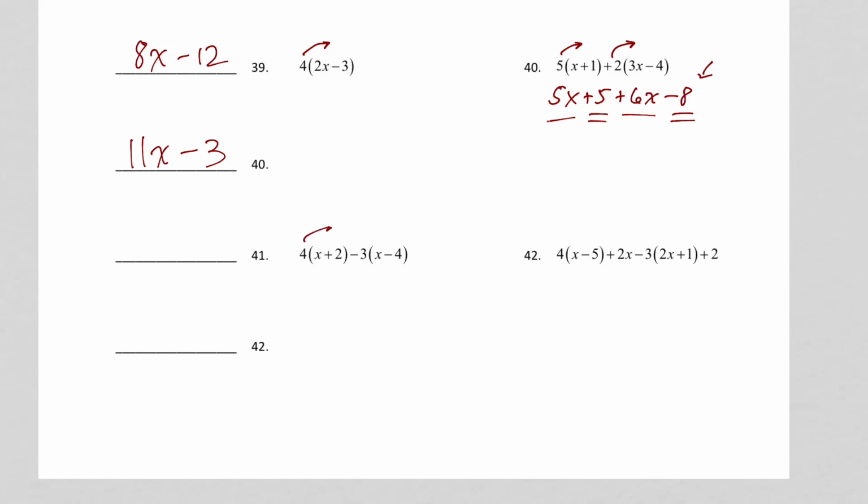Here I'll distribute the 4 and get 4x plus 8. I'll distribute the negative and the 3, and we'll get negative 3x plus 12. This is a positive because we have a negative times a negative. And then we're going to combine. This and this add up to 1x. And this adds up to a positive 20.